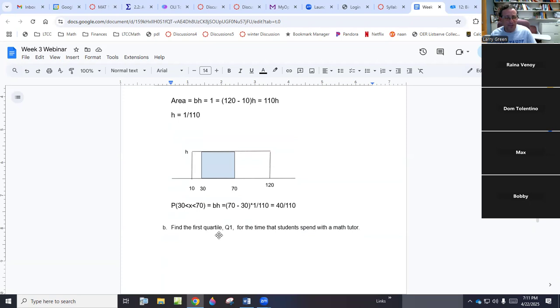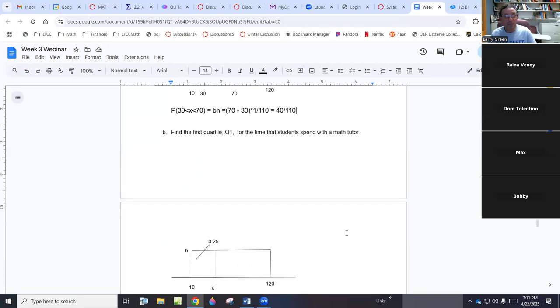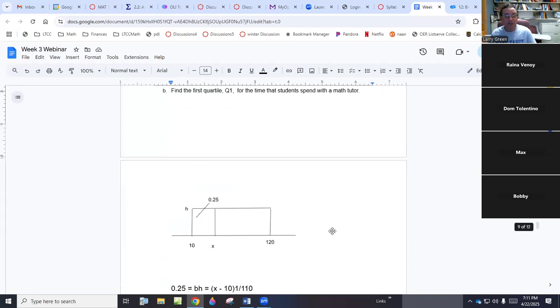Okay, so find the first quartile Q1 of the time students spend with a math tutor. So the first thing we do is draw a picture. And here's the picture. Again, between 10 and 120. And we know the first quartile means the area is 25% or 0.25. What we don't know is the value of x. So I'm going to put x down here and 0.25 with the arrow as the area of this rectangle. Any questions on that?